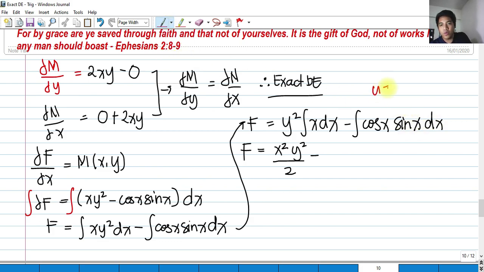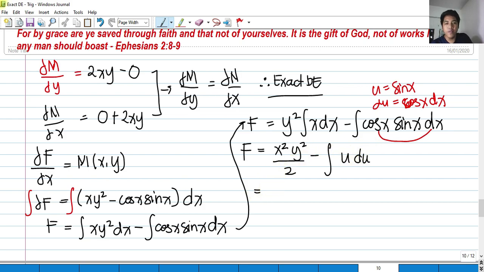Minus, if we integrate this, it is a simple u substitution. We can let u be sine of x, so that du is cosine of x dx, and this cosine of x dx is readily available here. So we can integrate it by u substitution, where u is sine of x and du is cosine of x dx. So we have x squared y squared over 2 minus u squared over 2 plus q of y.